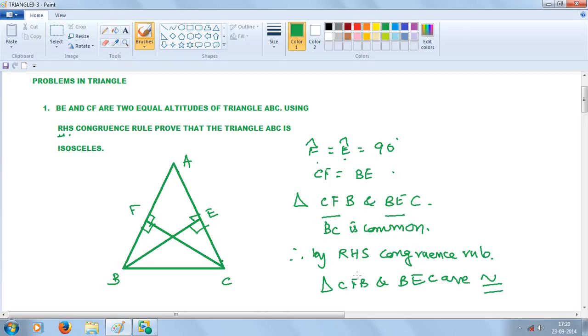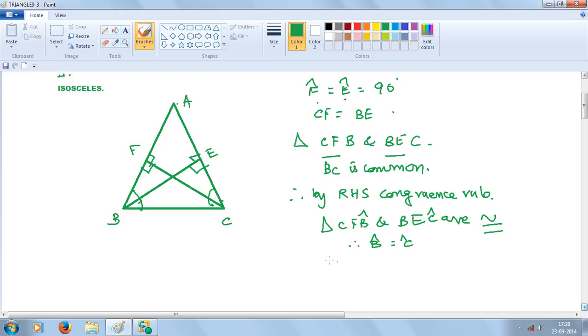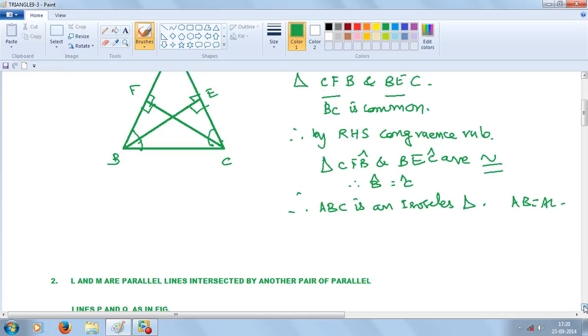So what is the meaning? So now angle B is equal to angle C. Therefore, angle B is equal to angle C. So we have proved these two angles. Therefore, ABC is an isosceles triangle. Actually, AB is equal to AC. Therefore, ABC is an isosceles triangle. And also, AB is equal to AC. So we'll move to next problem.